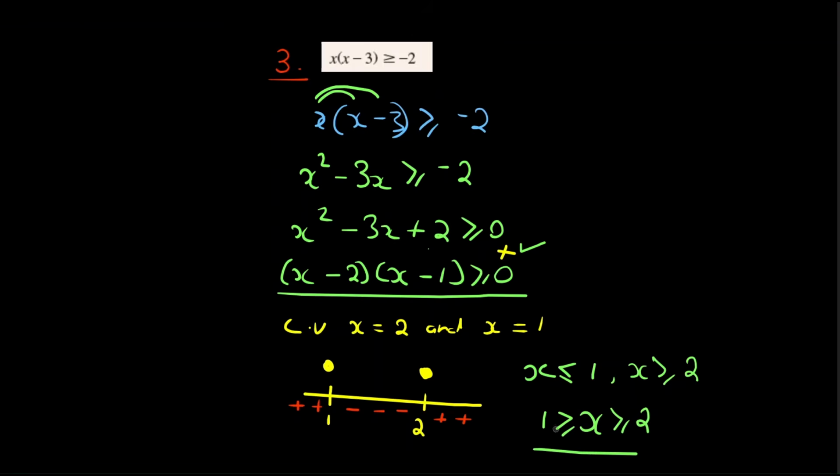Alternatively, if you want to represent this in another way, you could say x is an element of (-infinity, 1] union [2, positive infinity). I'm trying to give you alternatives so that you don't use only one method of finding a solution, and that will be it.